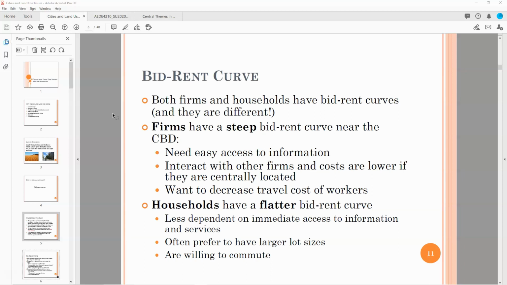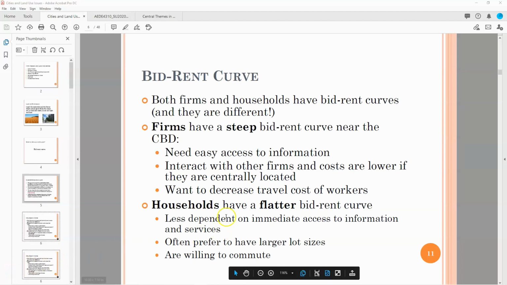Also, firms may want to decrease the travel cost of workers, and in that way they can decrease the cost on the firm's side. But for households, the preference may be different. They have a flatter bid-rent curve. Why? Because they are less dependent on immediate access to information and services, and they often prefer to have larger lot sizes, and they are willing to commute.